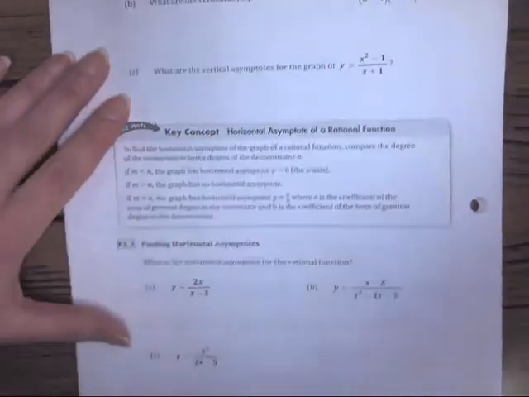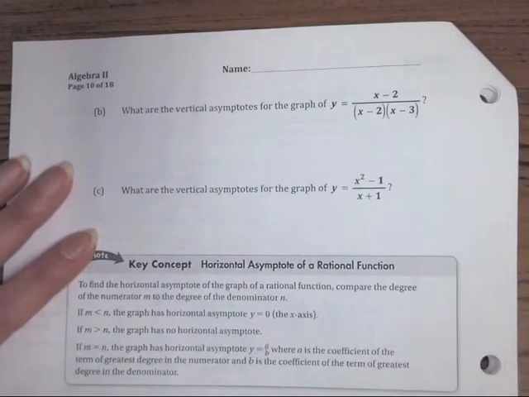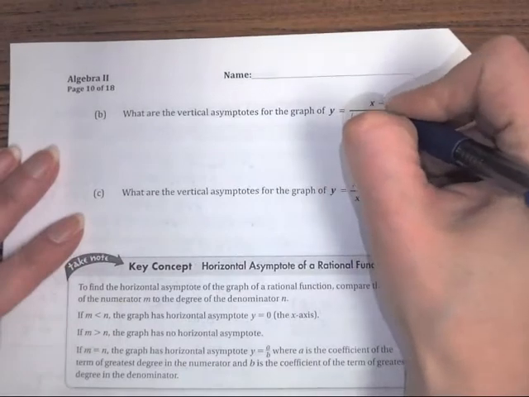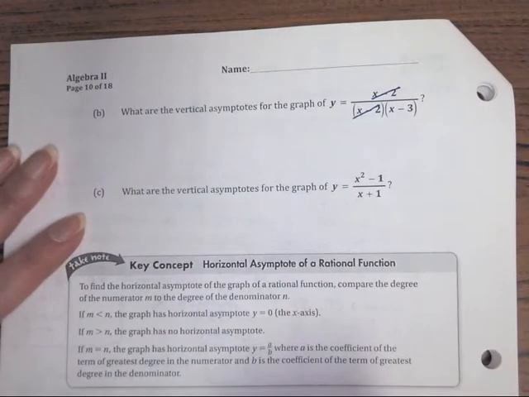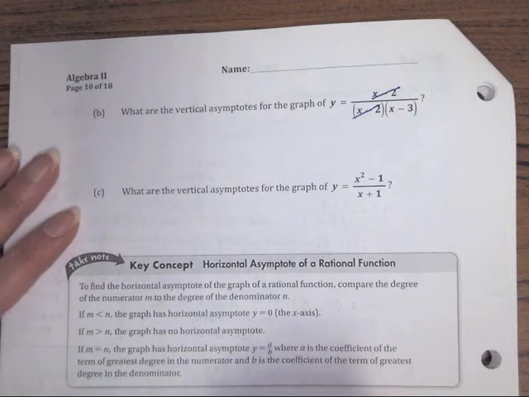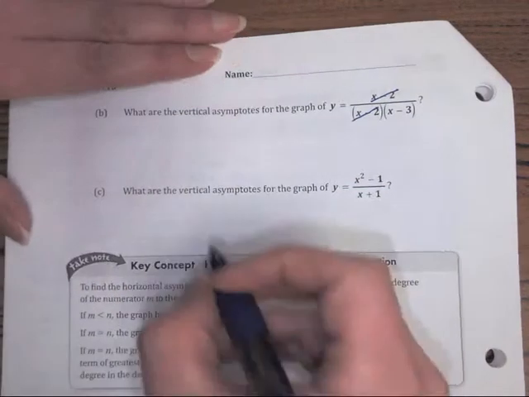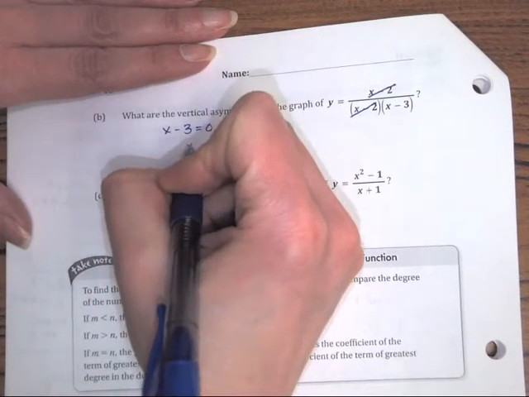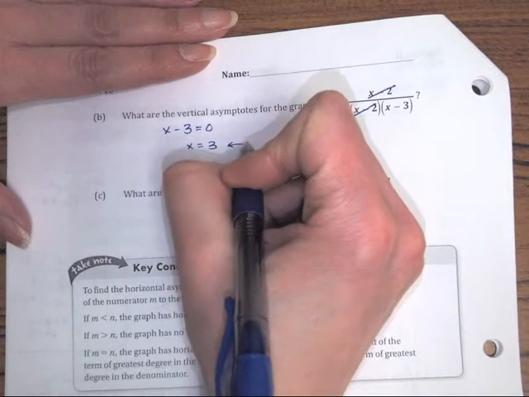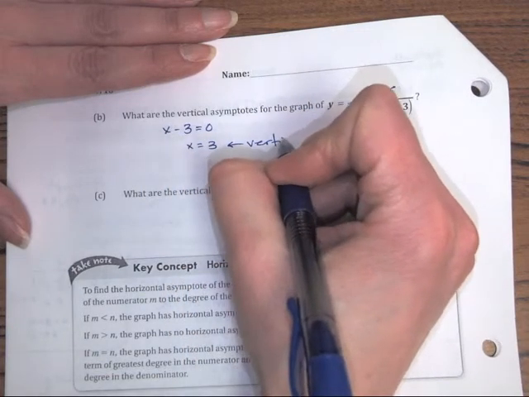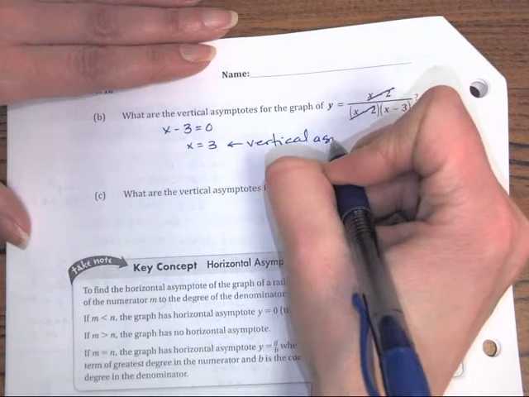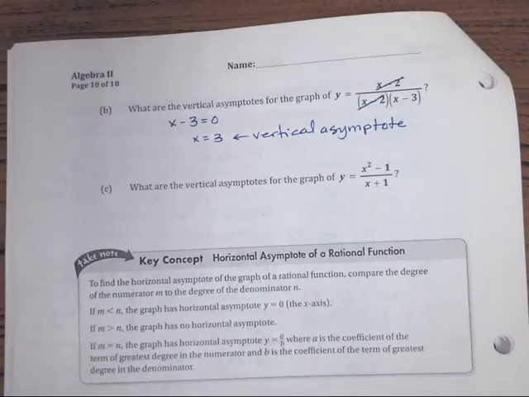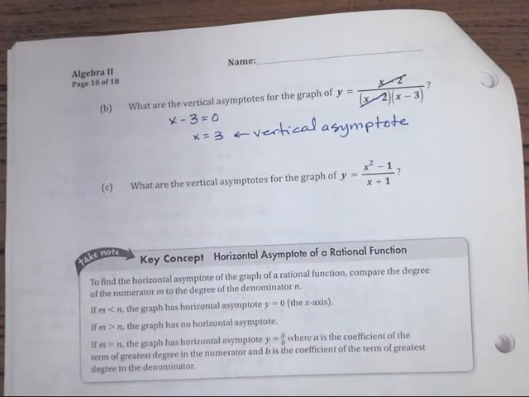Okay, so the first thing that you want to do is, if you have removable discontinuities, cancel those out, because if they're removable, you're not going to get an asymptote right there. Then take what's left of your denominator, set it equal to 0, and solve. Vertical asymptote. You want to see what that looks like?